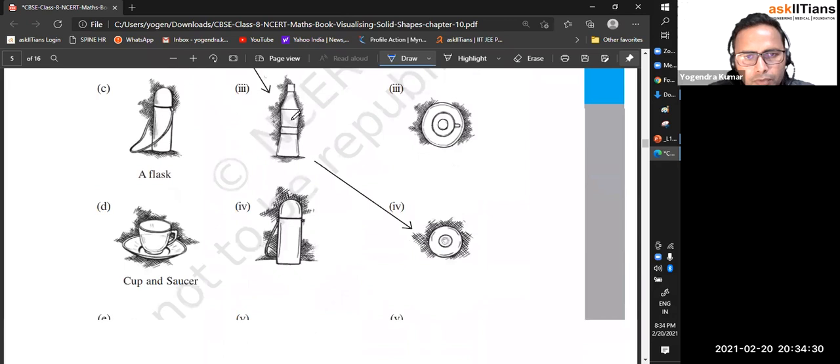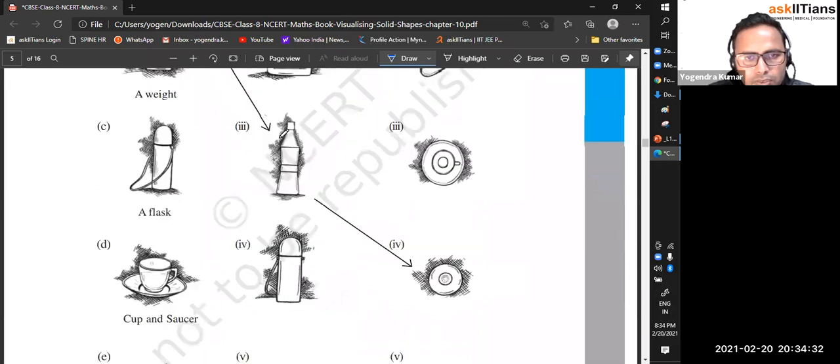Top view will be what? You will see the cap, and below this also, because this is what coming out, right? It is bulging out. So you will see that like this. Okay, this is our top view.